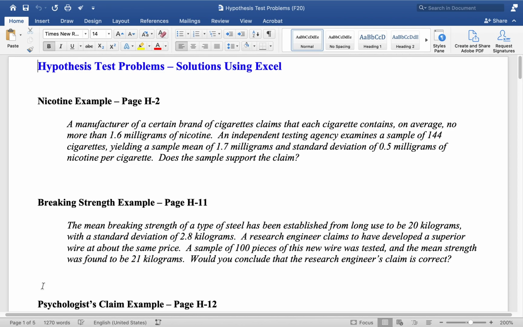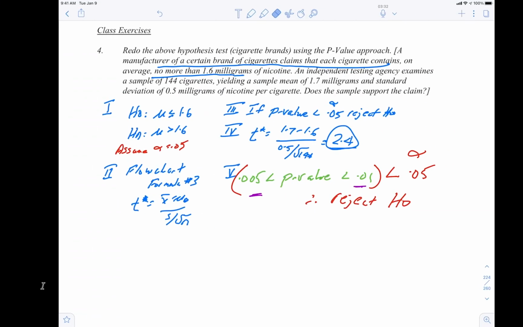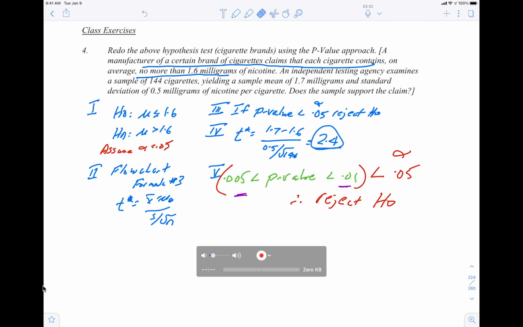This is on page H2. And I thought what I'd do here is just go back to our note manual. And this is where we did this by hand. So let's walk through this really quickly here. So the problem is that the manufacturer of a certain brand of cigarettes claims that each cigarette contains on average no more than 1.6 milligrams of nicotine. That's actually the standard that is being tested against. And if the manufacturer is significantly higher than that, then there's a problem.